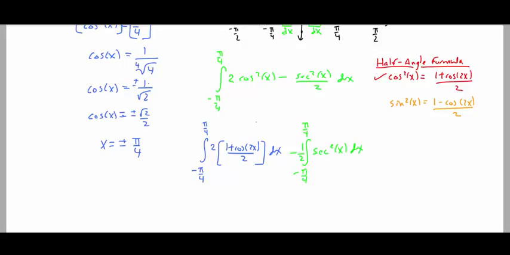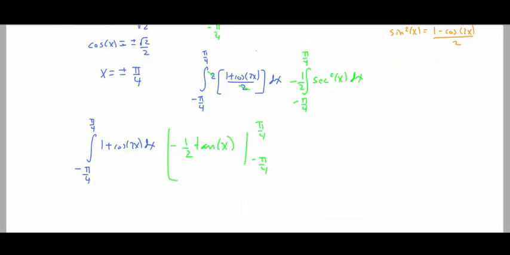Okay, so for this first one, you can see that the 2's cancel. So I can cancel the 2's, and I'm just left with the integral from negative pi over 4 to positive pi over 4 of 1 plus the cosine of 2x dx. Okay, and then for my other one, this one's actually easier. Minus 1/2. This is an antiderivative. The derivative of tangent is secant squared. Therefore, the integral of secant squared is tangent. And this is from negative pi over 4 to positive pi over 4.